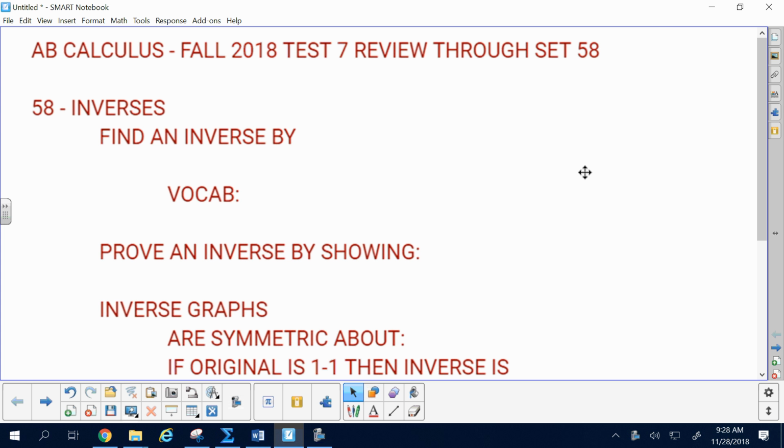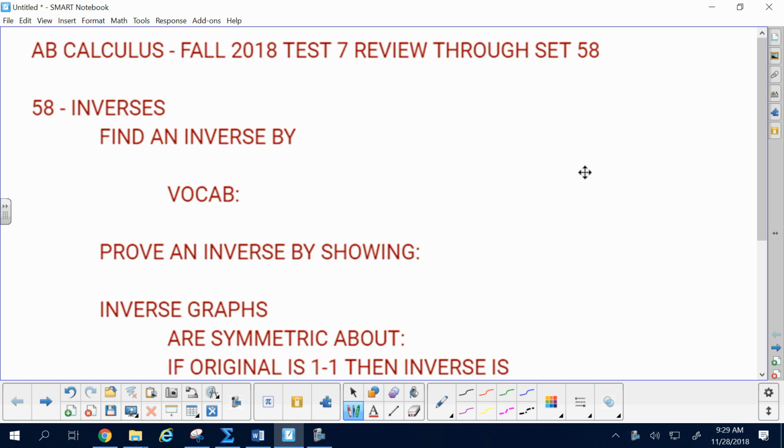So area between a curve and the axis, or between a curve and a curve, definitely that's yesterday. So those are not on the test. The most recent stuff on the test is step 58, which was before spring break. Spring break? Oh, whatever. Thanksgiving break. My bad. Definitely not before spring break. Okay, so the inverses.